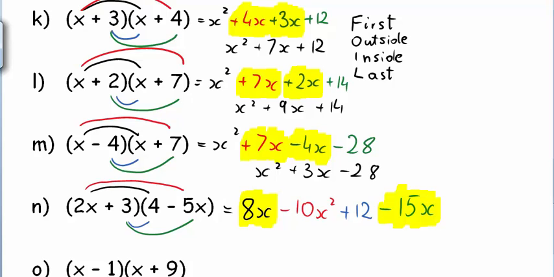A convention when it comes to writing down expressions with multiple different powers of x or any other unknown is that we always start with the greatest power first. The greatest power is minus 10x squared, so I'm actually going to write down that term first. Then I'm going to combine the terms with x. 8x take away 15x, that's just take away 7x. And then the last term is plus 12.